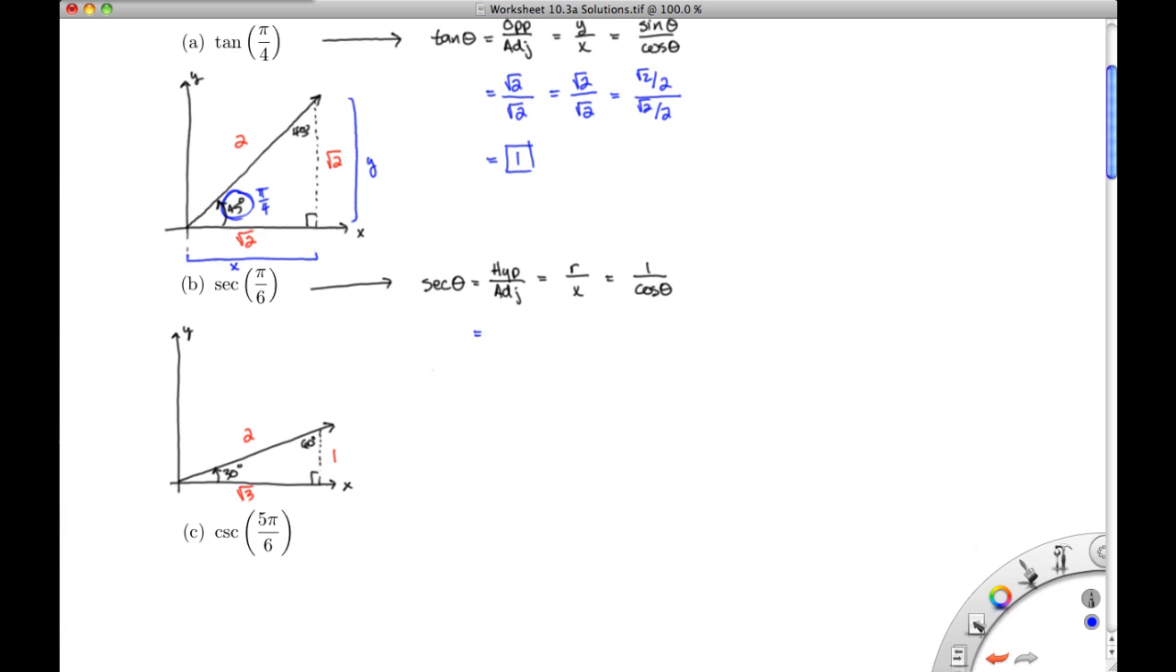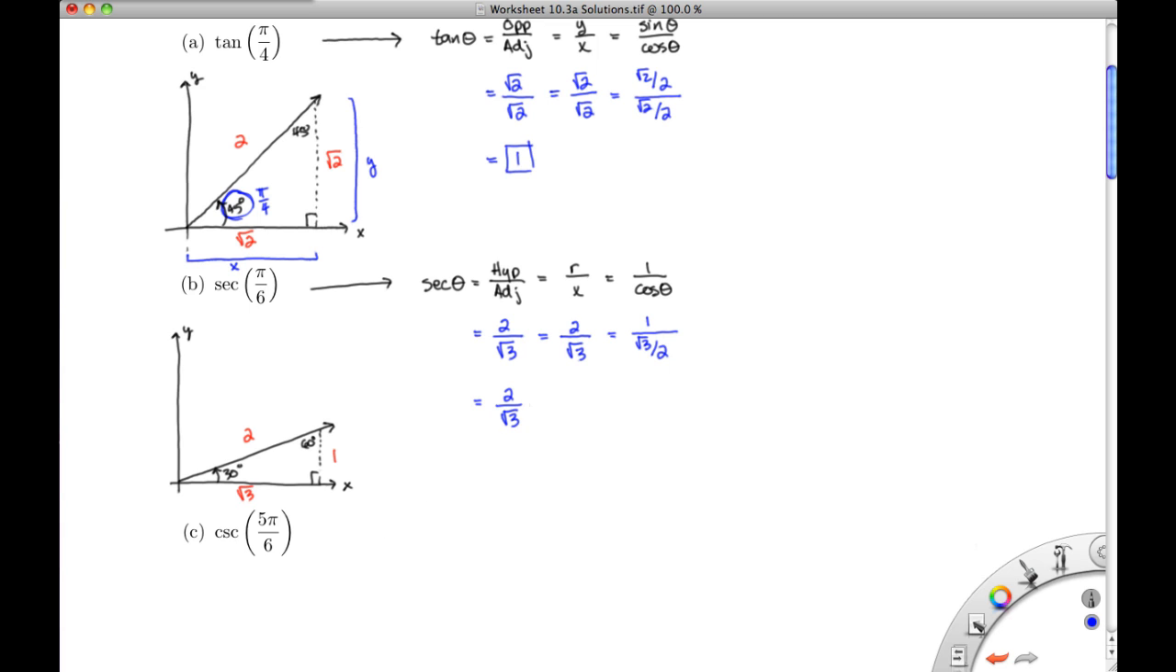So secant of theta. The hypotenuse is 2. The adjacent side is the square root of 3. Or we can think of it as r. So r is the length of the radius, which in this case is 2. And x is the base of this triangle, or the square root of 3. And if we look at 1 over cosine, again, if you're thinking unit circle, you know that the cosine of pi over 6 is going to be the square root of 3 divided by 2. And in each of these cases, we'll end up with 2 divided by the square root of 3.